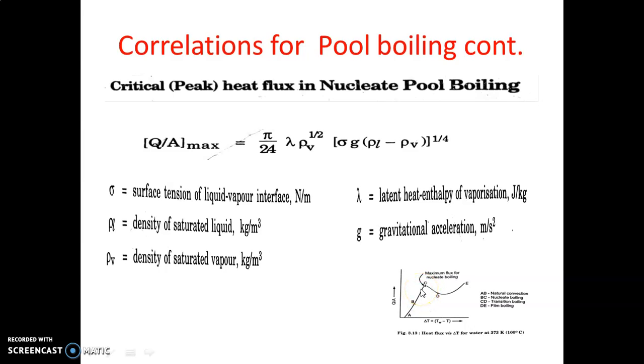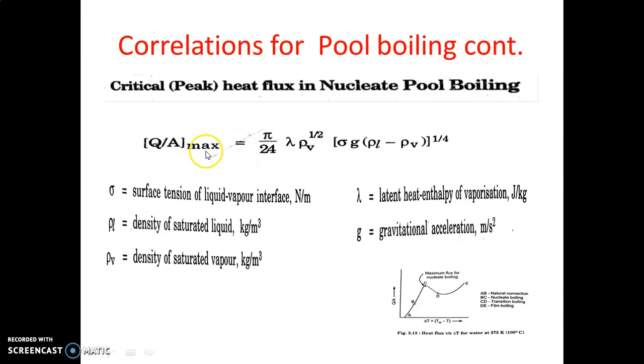If we want to calculate the critical heat flux in nucleate pool boiling, which is also called Q by A maximum, Q by A is nothing but a flux. So this flux is maximum for this condition. After that the curve decreases and then increases, but we design the heat transfer equipment used for boiling up to this point. So it is called the critical heat flux or peak heat flux or Q by A maximum. So how to calculate that? There is a formula given.